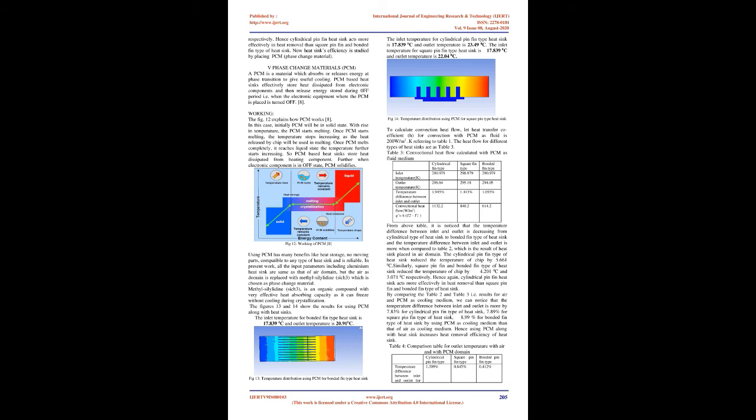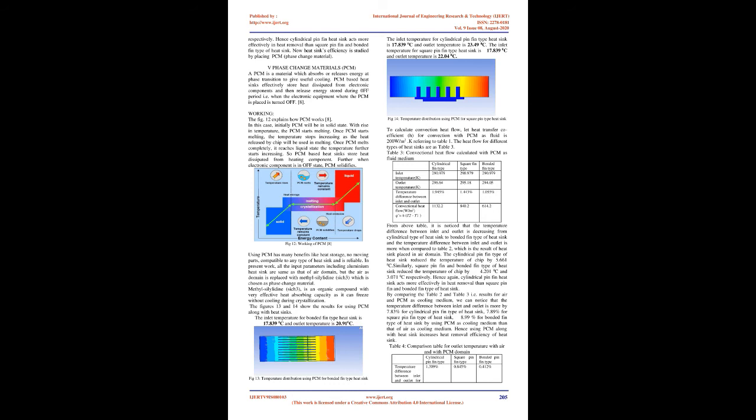The inlet temperature for bonded fin type heatsink is 17.8390 C and outlet temperature is 20.910 C. Fig 13. Temperature distribution using PCM for bonded fin type heatsink. The inlet temperature for cylindrical pin fin type heatsink is 17.8390 C and outlet temperature is 23.490 C. The inlet temperature for square pin fin type heatsink is 17.8390 C and outlet temperature is 22.040 C.